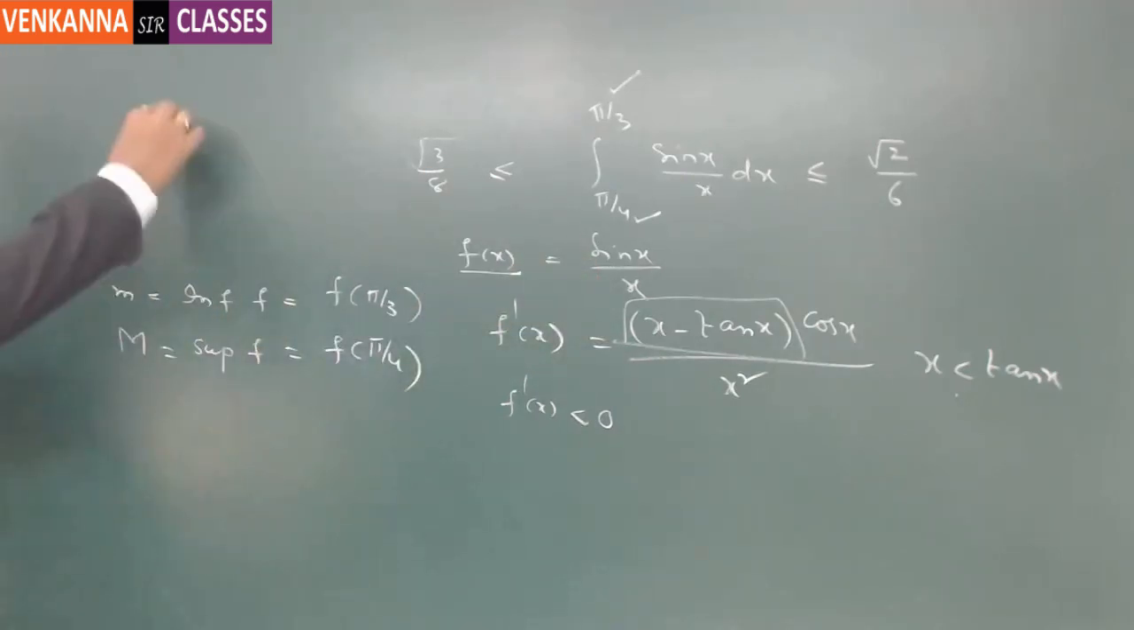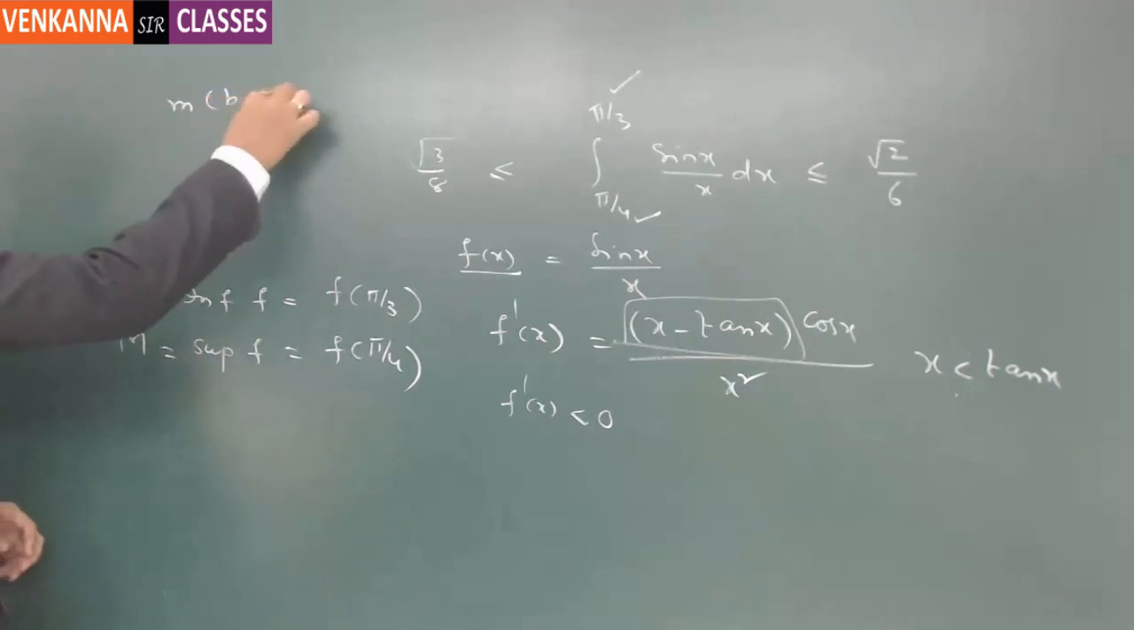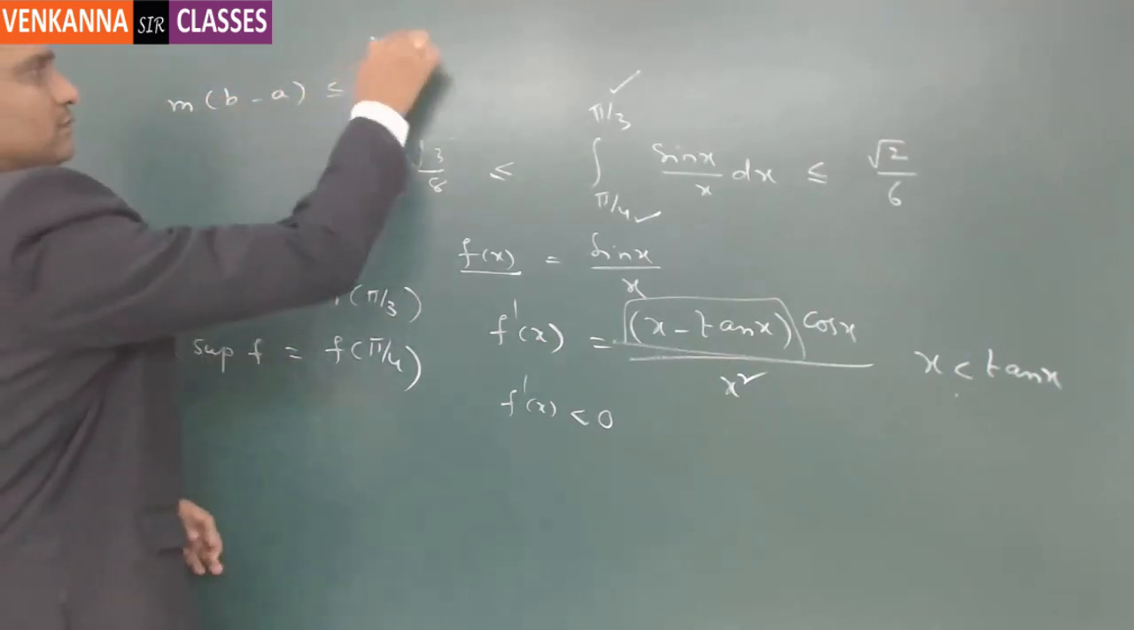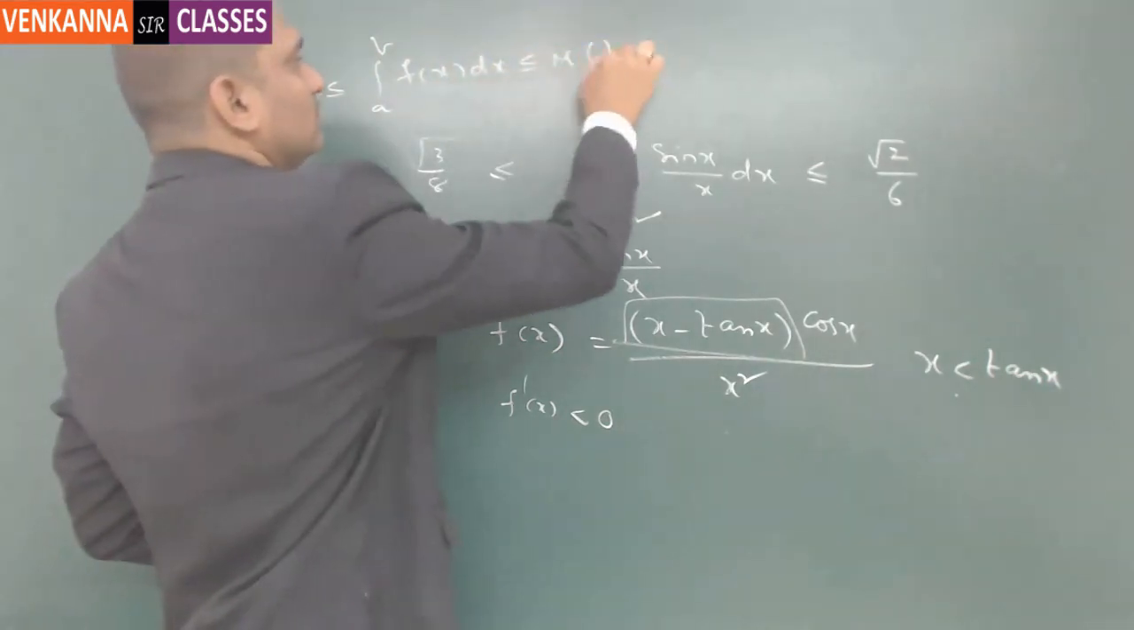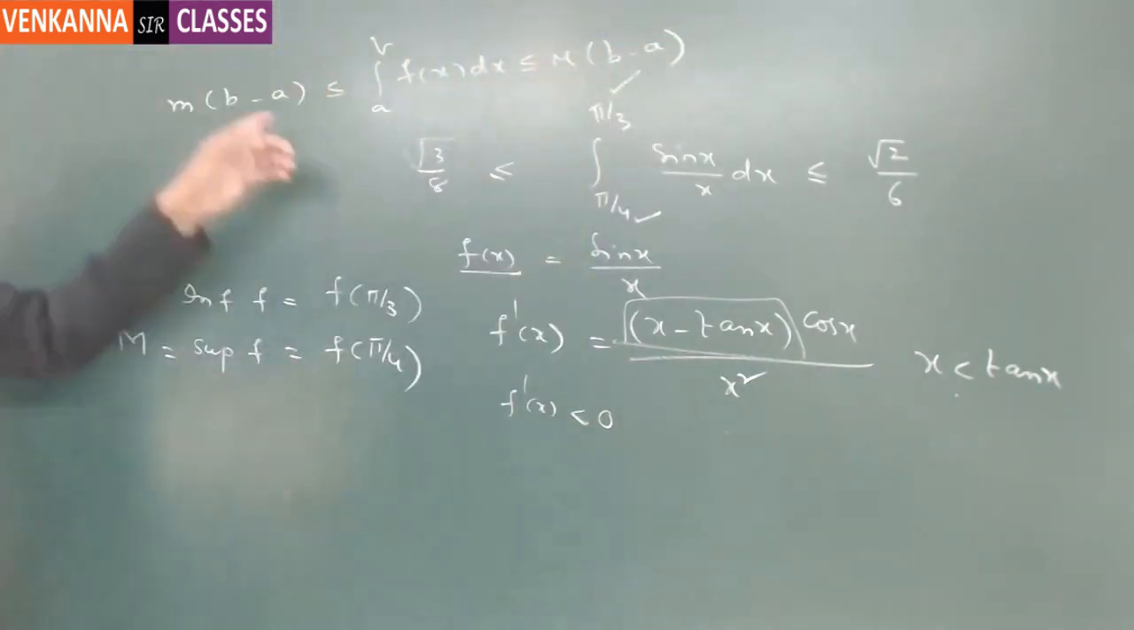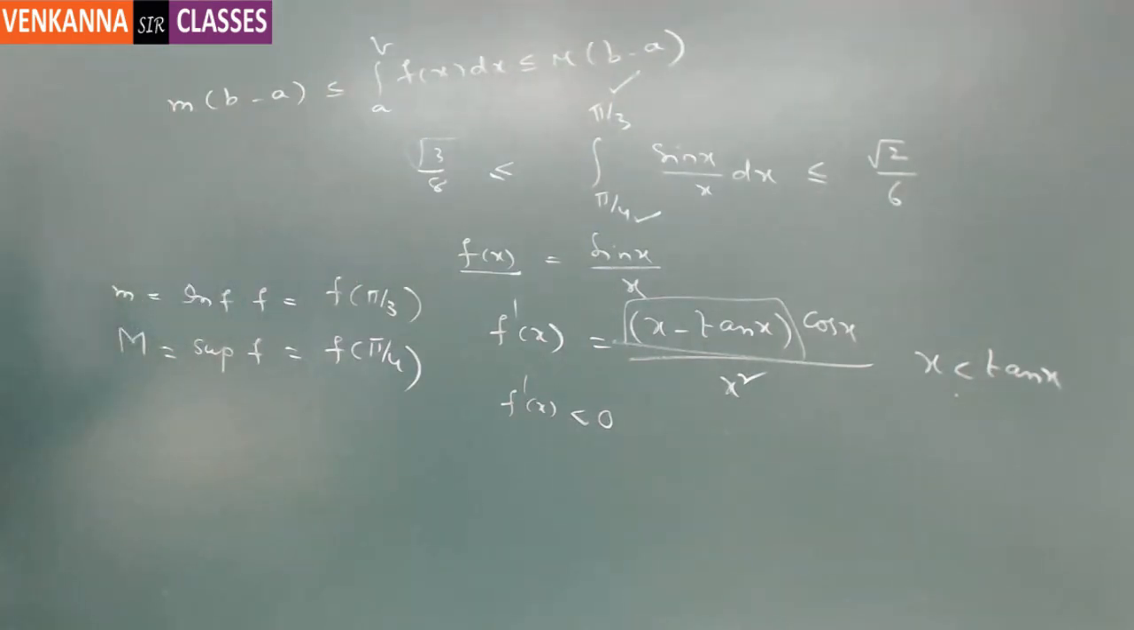Now simply by substituting the values in the inequality, straight away you will get this answer. Now you can understand that this technique is very easy to prove the inequality, apart from using the mean value theorem, also the first mean value theorem. Because you are simply calculating infimum and supremum, substituting the values in this formula, and you are getting the answer straight away. Is it clear to you?